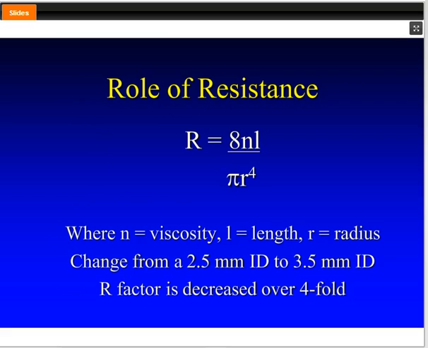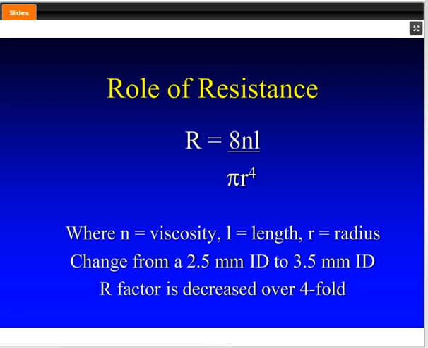So what is the role that resistance plays? Well, N is viscosity, L is length, R is radius. So a change from a 2.5 ET tube to a 3.5, the R factor is decreased over 4-fold. So altering the endotracheal tube can make a large difference, and allowing airways to slowly collapse will effectively do the same thing with those kind of patients.